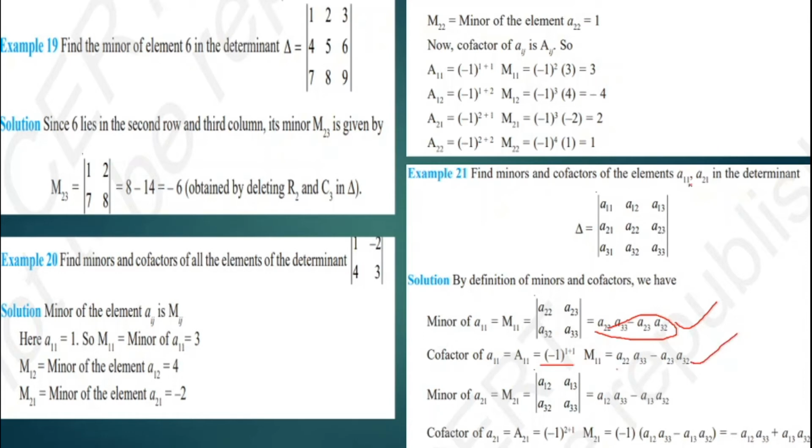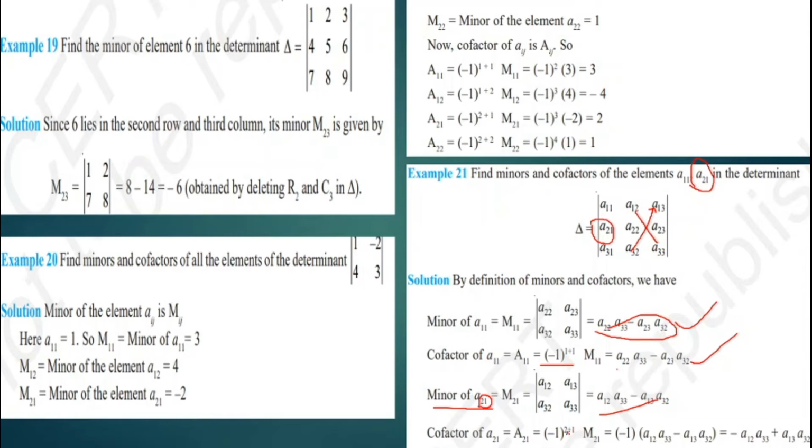Next, A21, the minor of A21, so M21 is A12 A33 minus A32 A13. This is a minor. So can anyone tell me what will be the cofactor of A21? Since the position is odd, our cofactor will be the negative of the minor of A21. But we'll solve it.